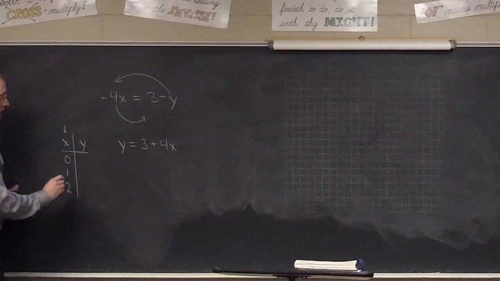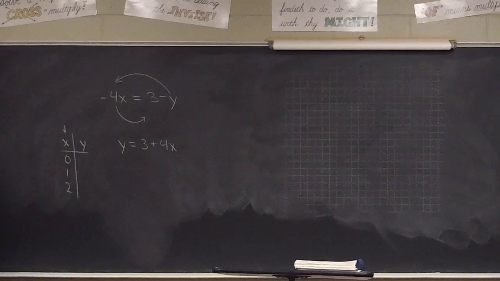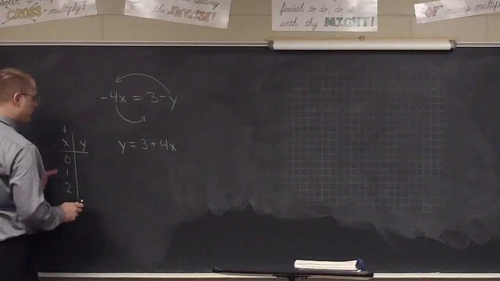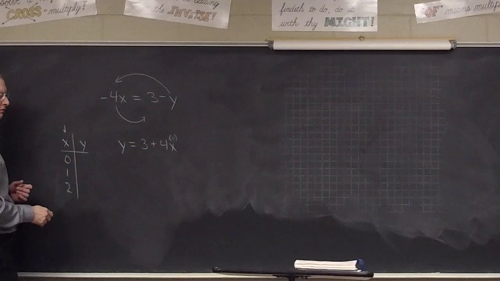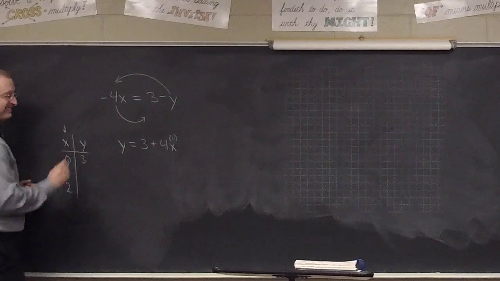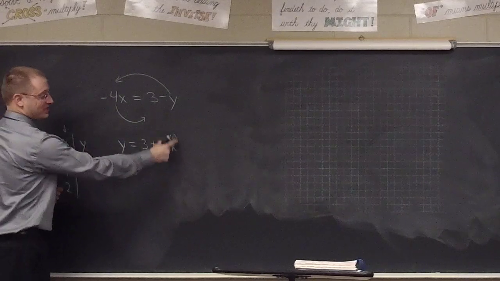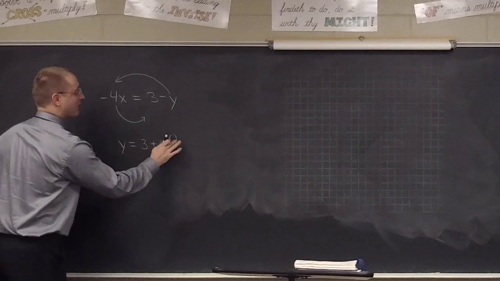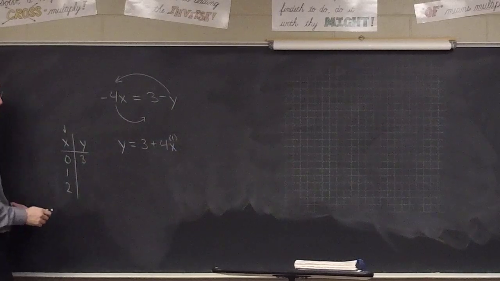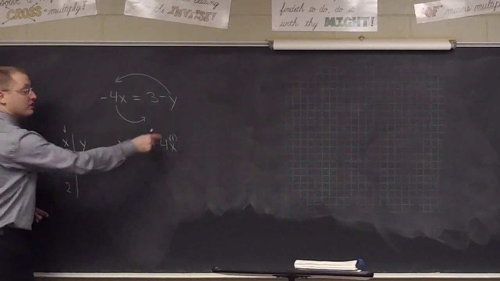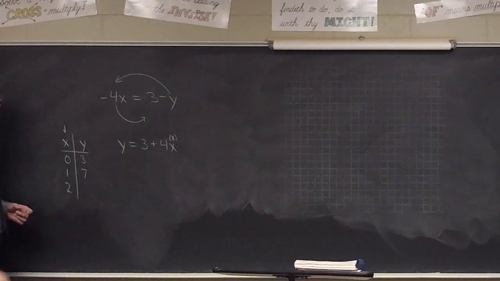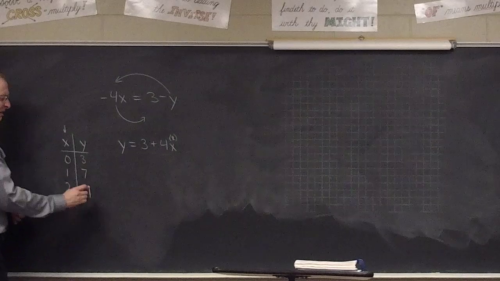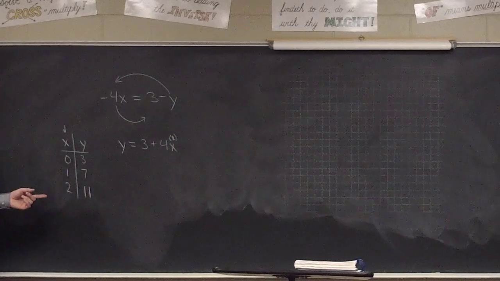0, 1, and 2. Does anyone see a problem with 2? We'll plug in the 0, for instance. What do I get? 3 plus 0 equals 3. If I were to plug in a 1, what do I get? 7. 3 plus 4 is 7. But if I plug in a 2, uh-oh. 11. My graph grids don't usually go that big.